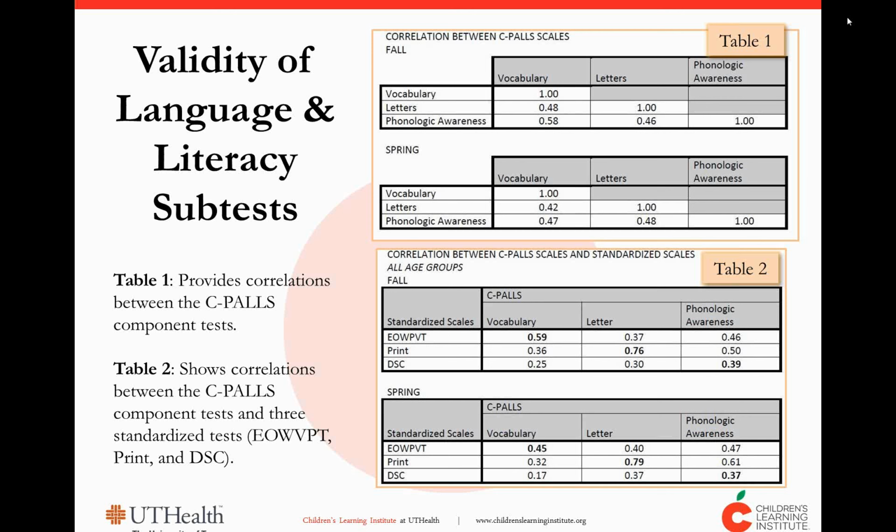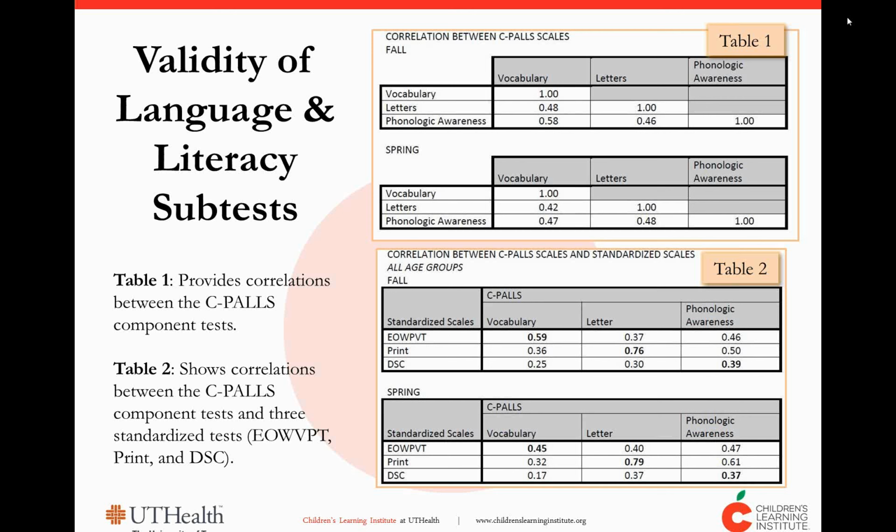And for example, you can see that in the bottom table, the spring bottom table, one word vocabulary, expressive vocabulary, had a correlation with CPALs vocabulary of 0.45, which was somewhat higher than EOW with letter knowledge, although phonological awareness, which is very closely aligned or correlated with vocabulary, also has a moderate correlation. Print was strongly correlated with letter knowledge, print from TOEFL with letter knowledge from CPALs.